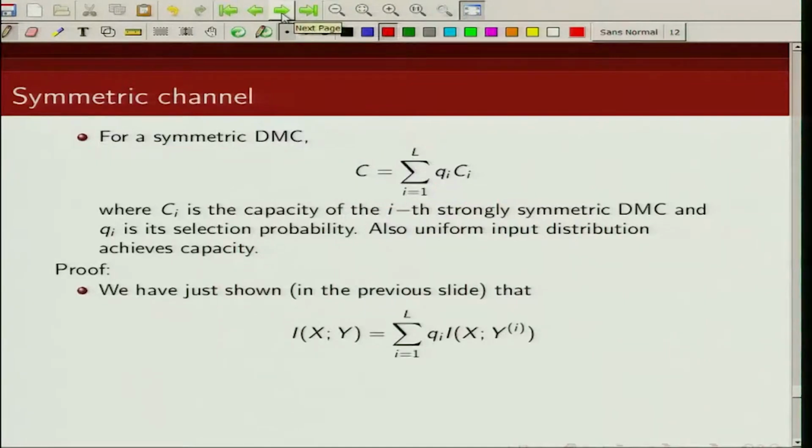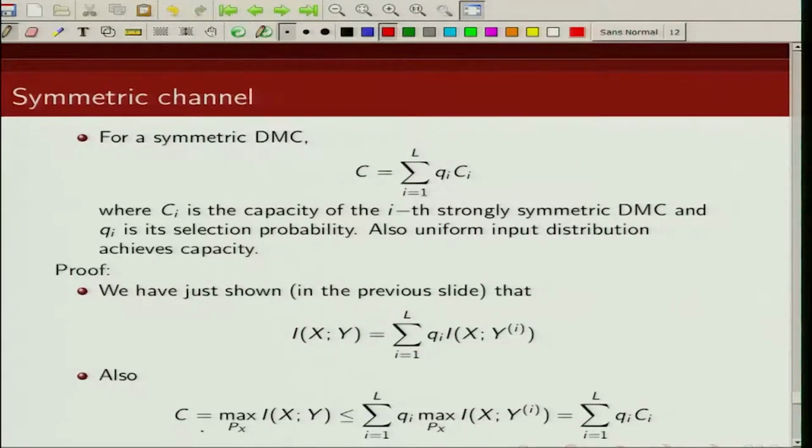The proof is very straightforward. Once we have established that the mutual information between x and y can be written as summation of mutual information of these individual discrete memoryless channels multiplied by their selection probability.